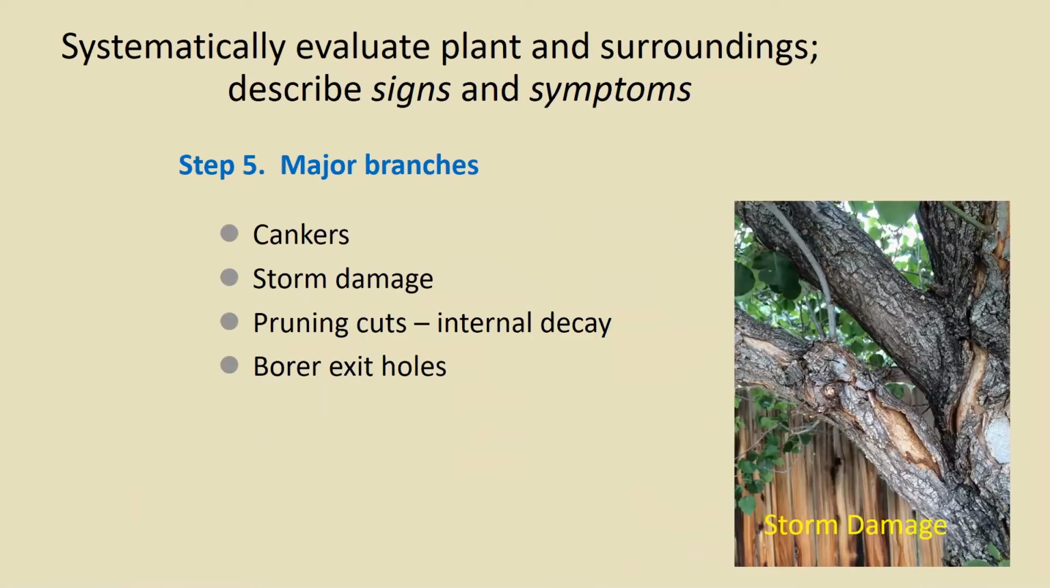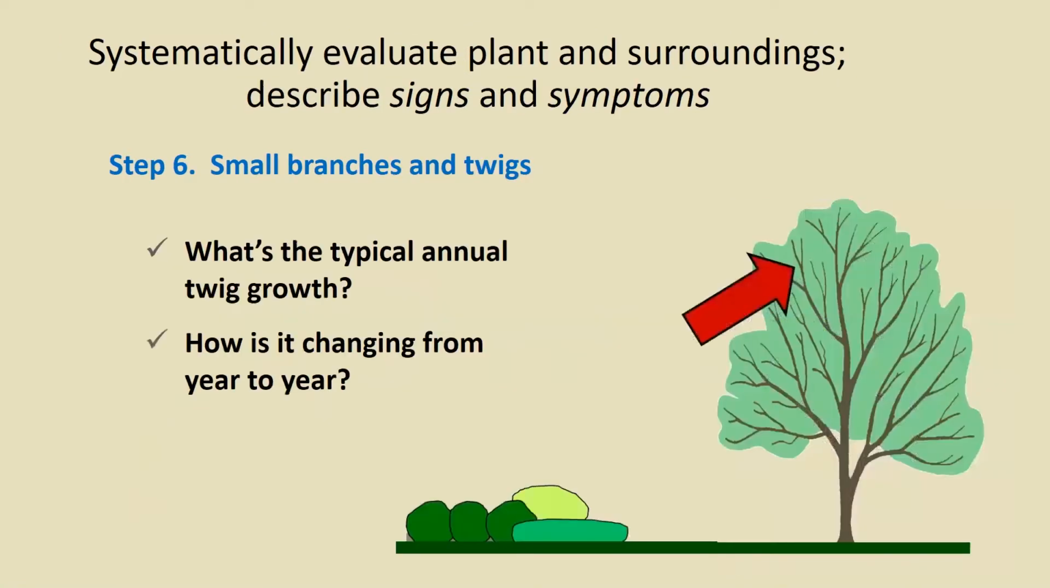Step 5 is to examine major limbs. So we're going to be looking for the items that are listed on the slide in front of you. Step 6 is to look at the smaller branches and twigs. And what we're trying to do here is get a handle on the typical annual growth and how much it's changing from year to year or not.